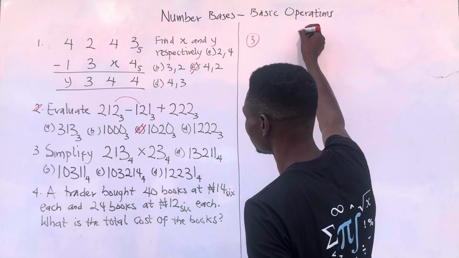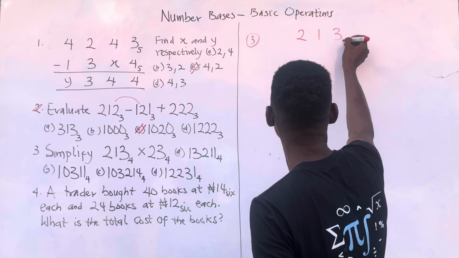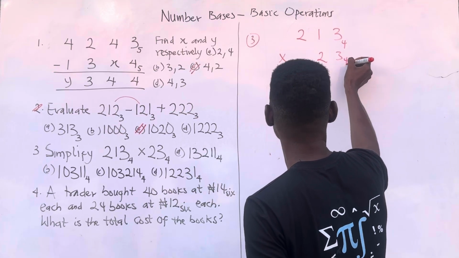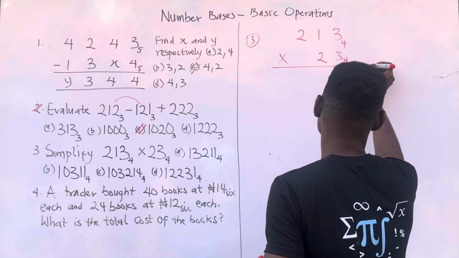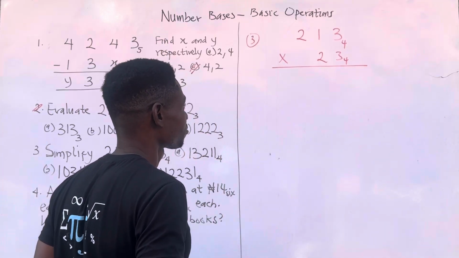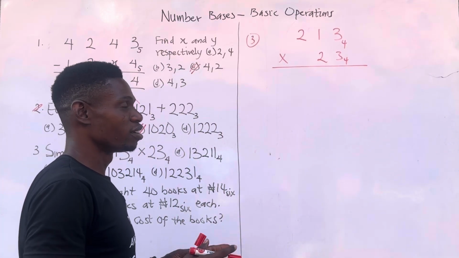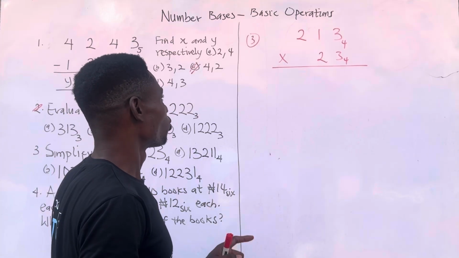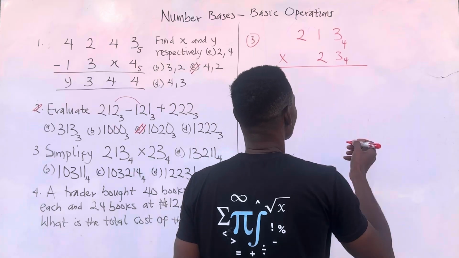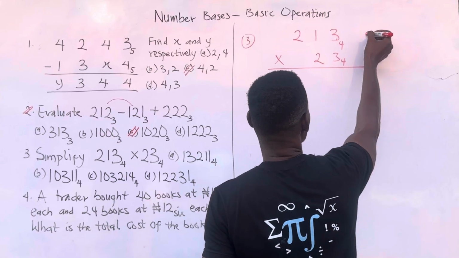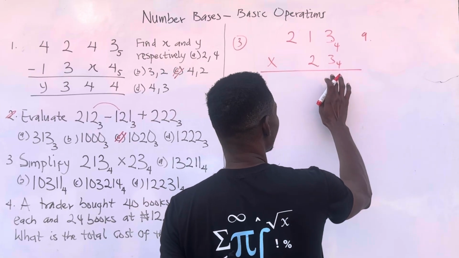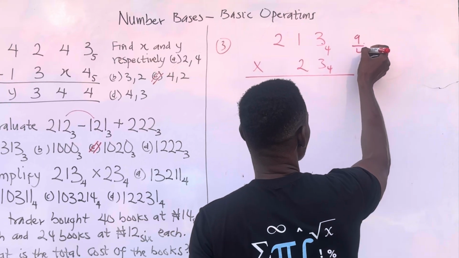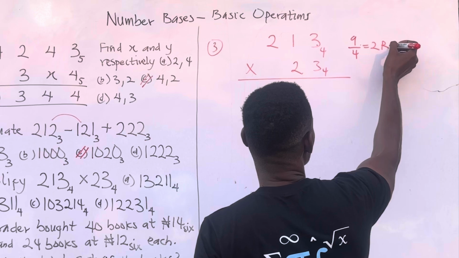We have to multiply 2, 1, 3 base 4 by 2, 3 base 4. So remember that in base 4, the only digits we have are 0, 1, 2, and 3. So the 4 is not there. So let's go. 3 multiplied by 3 is 9. Now we cannot write 9 here because 9 is not a base 4 number. Rather, we divide it by 4. So we have 2 remainder 1.